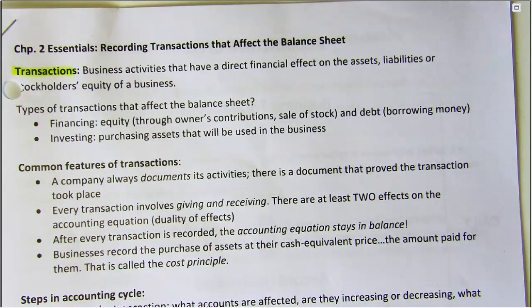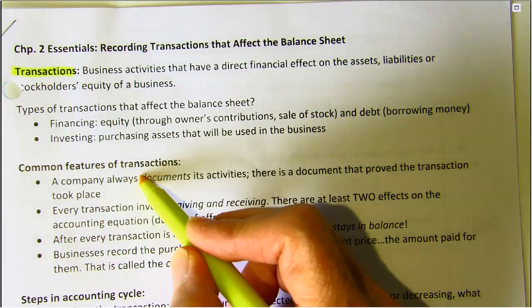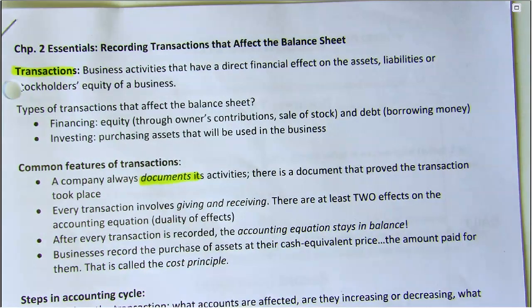Now let's look at common features of those types of transactions. First of all, companies always document their activities. In other words, there's a document that proves the transaction took place. So there's some type of documentation. We can't just make up numbers and put them into the financial statements. So some examples of documents might be checks, invoices, promissory notes, or stock certificates.